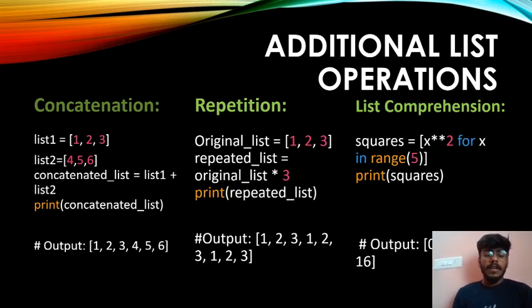The next, list comprehension. A concise way to create a list using a single line of code. squares = [x ** 2 for x in range(5)]. Print squares. The output is 0, 1, 4, 9, 16.